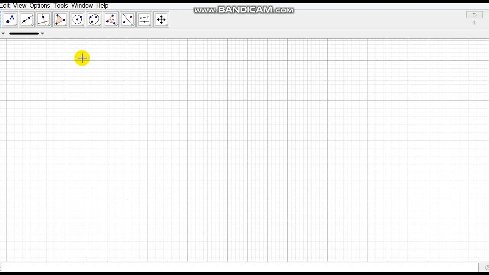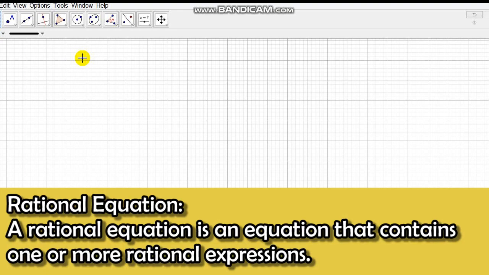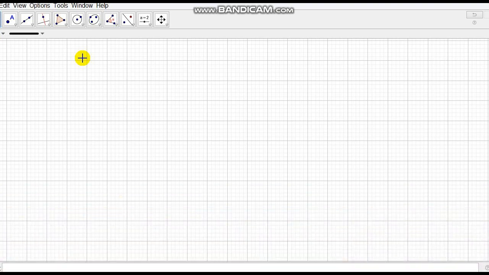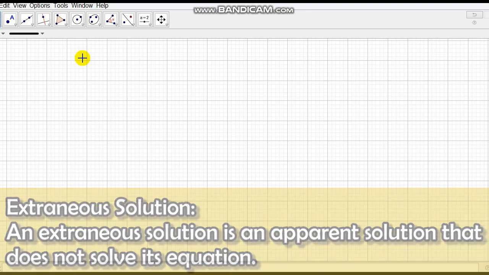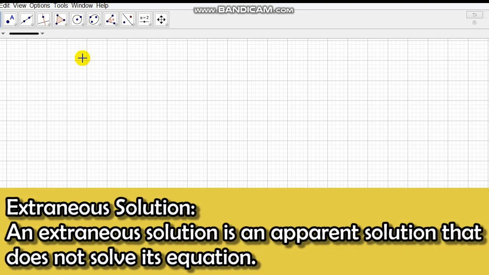Hey everyone, today we will be discussing rational equations. Now, a rational equation is an equation that contains one or more rational expressions. So basically what we're going to do is solve for the values of x in rational equations. But we have to be careful here because sometimes in rational equations there exists an extraneous solution. What's an extraneous solution? An extraneous solution is an apparent solution that does not solve its equation.